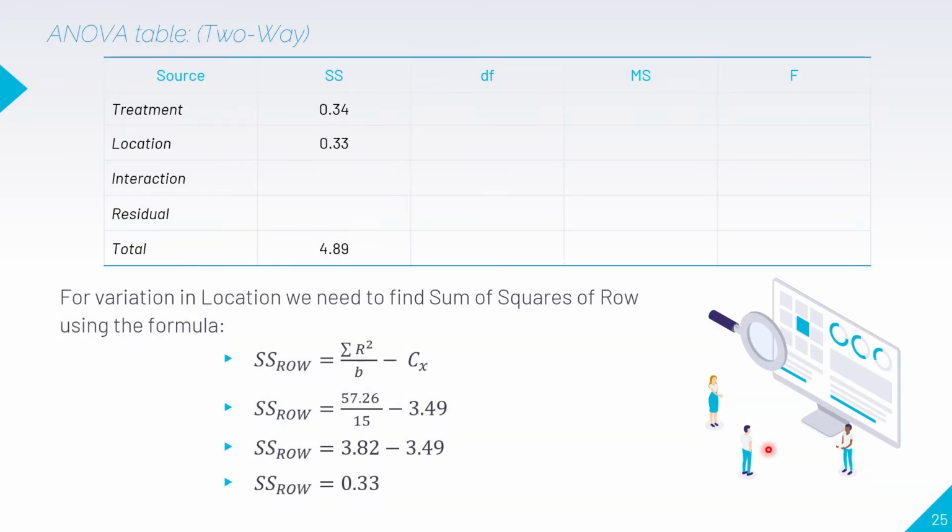The same as in finding our variation in location, we need to find the sum of squares of row using the formula SS row is equal to summation of R squared over B minus CX. So our SS row is equal to 57.26 divided by our B, which is 15 because we have 15 in our row, right? So minus 3.49. This one divided by this one, we have 3.82 minus 3.49. We have now 0.33 as our sum of squares of row.